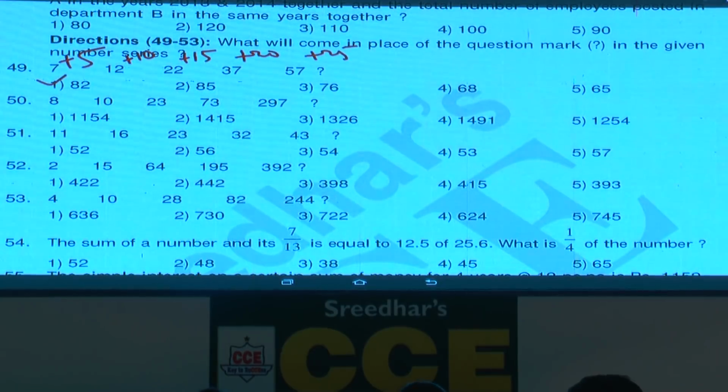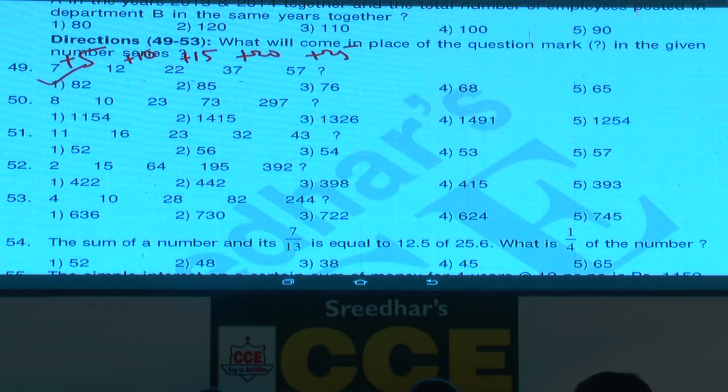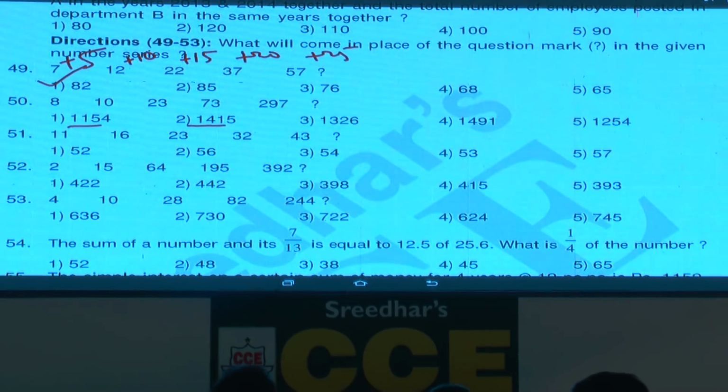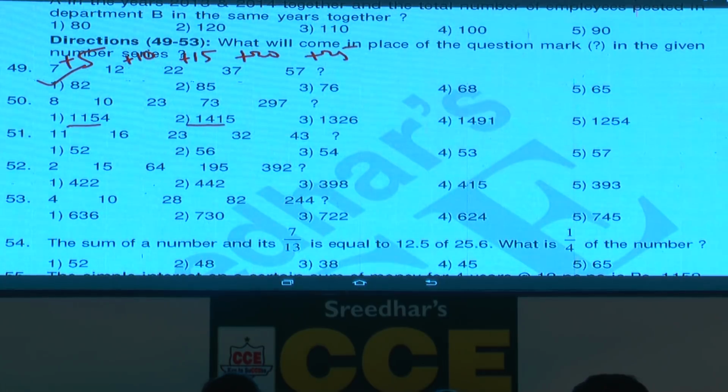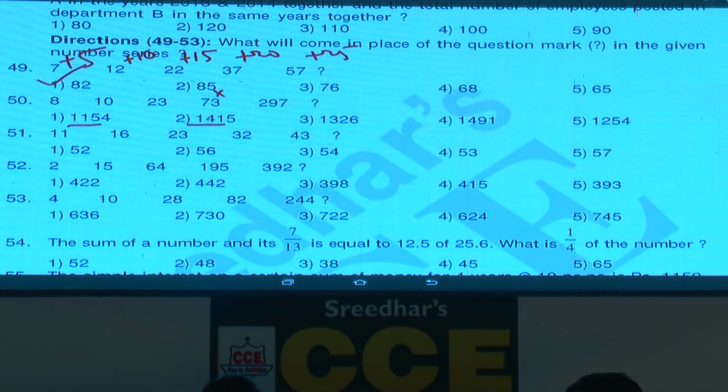Next one, 8 and 10. What is the difference here? 8, 10, 23, 73, 290, and check out the choices 1100, 1400, 1300. Numbers are increasing at a very fast rate, hence it must be either multiplication or combination. 73 and 297 we cannot relate in multiplication, hence it must be combination. What is the relation here? 70 into 4 is 280, plus 12 is 292. Into 4 plus 5, and the previous one is into 3.